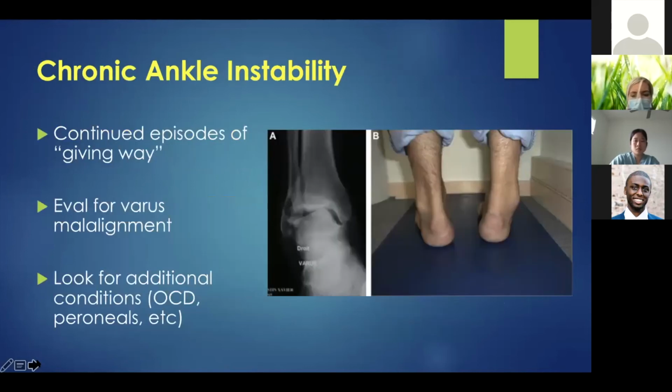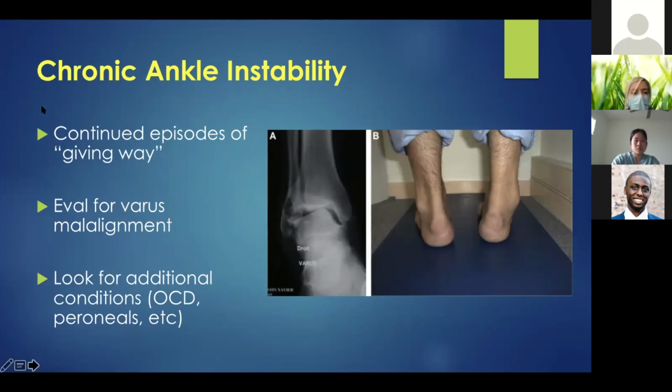Again, chronic ankle instability, people feel like they have continued episodes of giving way. We really want to evaluate for varus malalignment, which predisposes them. You can see this person here kind of has a really curved-in heel. And just like we just talked about, we want to look for additional conditions that we would also address at the same time of surgery.